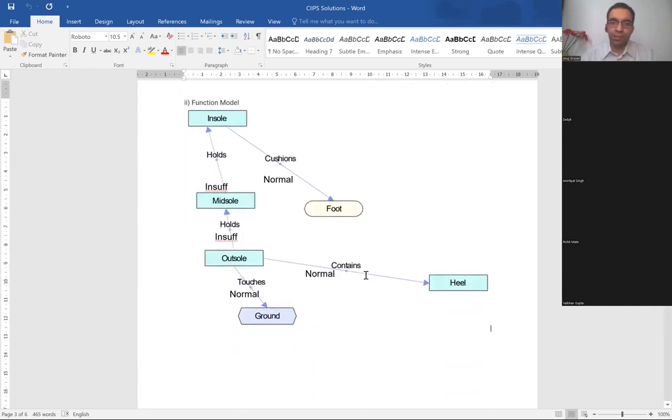Then any questions about the function diagram? If you have not shown the insufficiently performed functions, if you have not marked them, like over here we marked that these two functions are insufficiently performed, that is why the shoe actually gave away. If you have not done that, then you would have had marks deducted. Otherwise it's fine. Any questions?